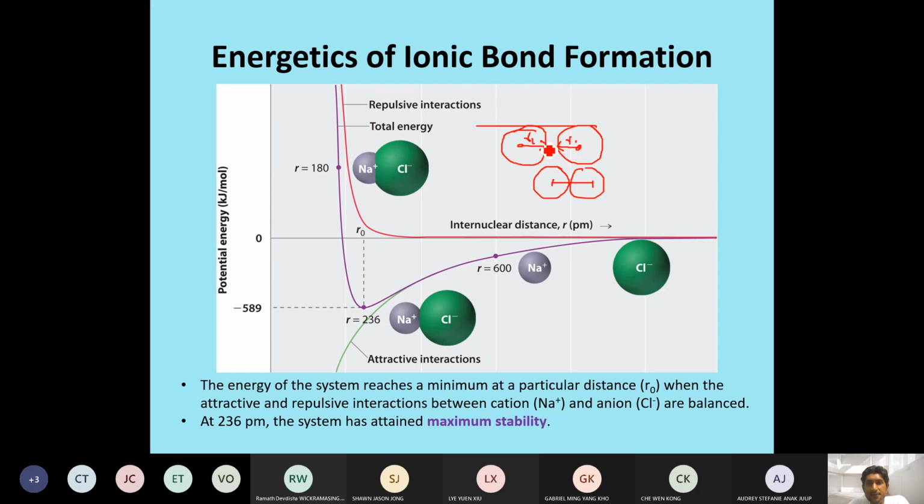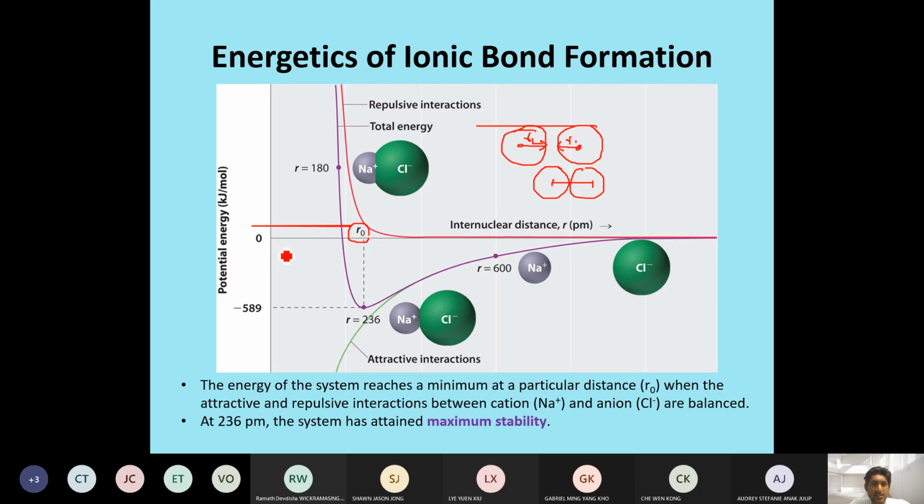This is R. If R is less than their respective radii, they will have very much repulsion. They do not have enough space to be comfortable. That is why the potential energy will go very high, and there will not be any formation of a bond. And if R is too far away, they do not have any possible bonding between them. The distance will be too far away for them to form even a bond.